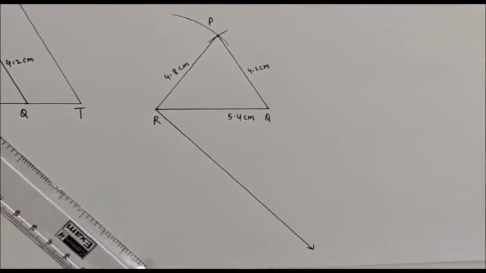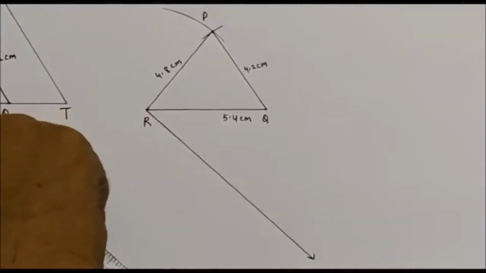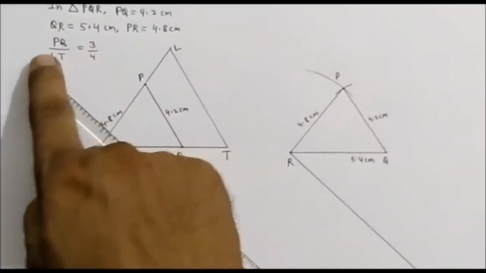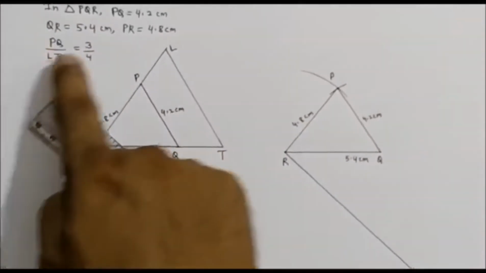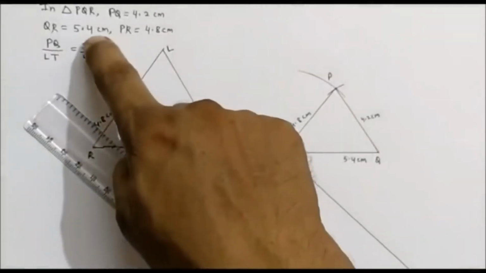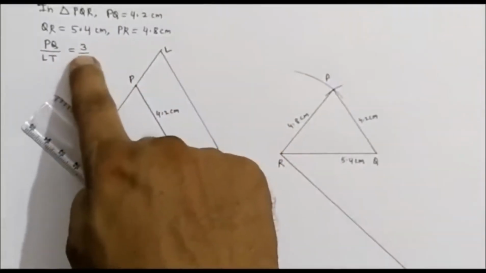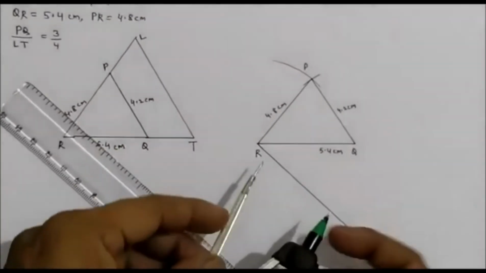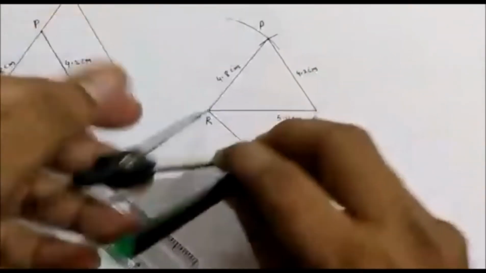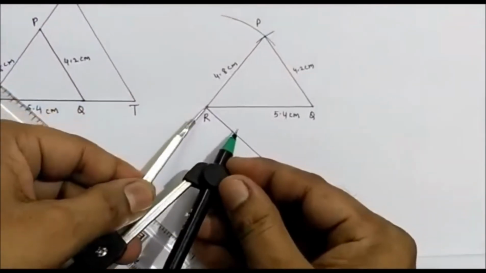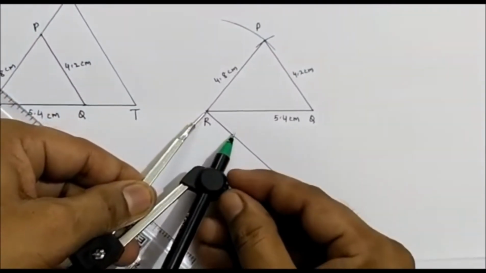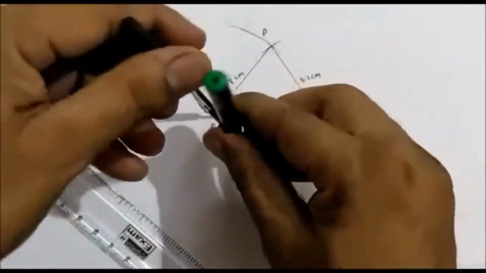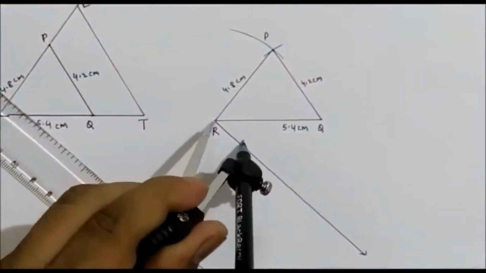And after this, from this point R, now you can see students, the ratio PQ upon LT is 3 upon 4. The ratio is 3:4 and the 4 is bigger. So we'll take 4. You're going to cut arcs here, 4 equal parts you can divide. Take a suitable distance, maybe 1 centimeter around or maybe more than that. And now from here you're going to cut 4 arcs.